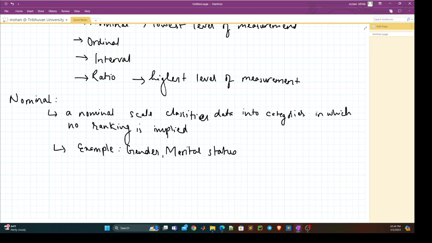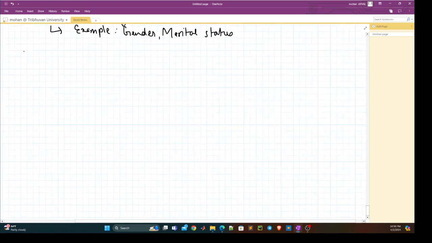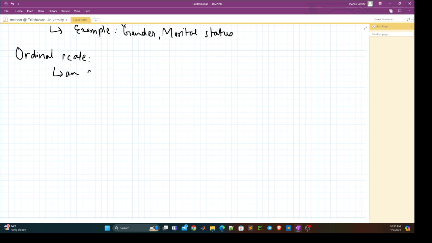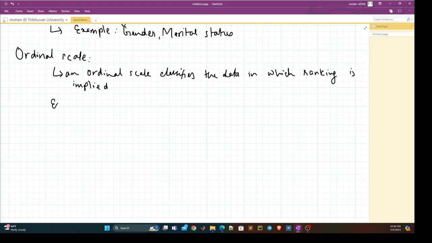And the ordinal scale. An ordinal scale classifies the data in which ranking is implied. Example: product satisfaction.